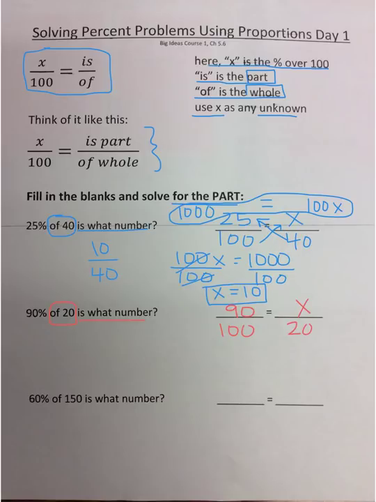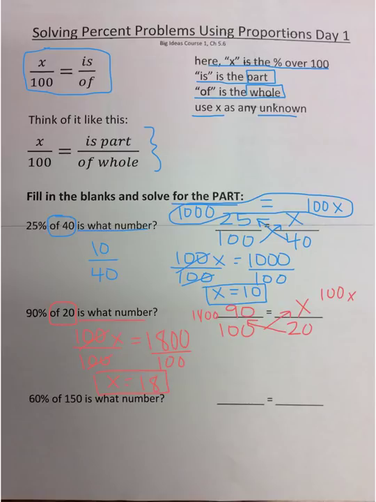Again, we're going to do 100 times x. That's 100x. 20 times 90, that's 1,800. I'm going to write down here this time. I'm running out of room over there. 100x has to equal 1,800. Now, if I can divide both sides by 100, I get the x by itself. X equals 18. That means an 18 out of 20, like on a test, would be a 90%, which is true.